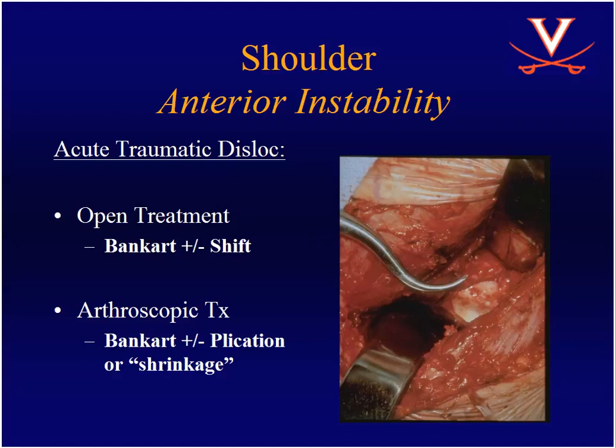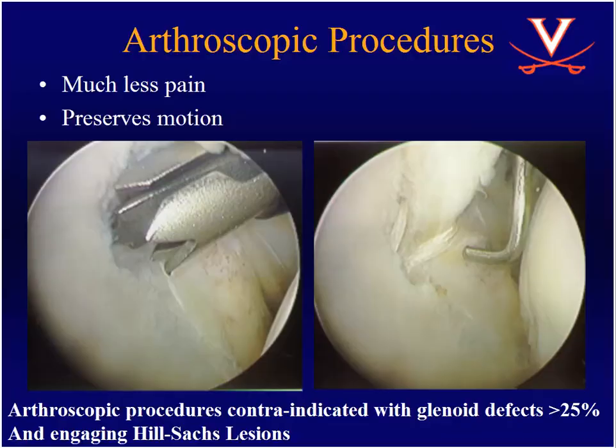Arthroscopic procedures mean less pain, preserve motion, and we can do this in most cases. However, if you have a large glenoid defect, the so-called inverted pear, where you're missing a good portion of the bone in the inferior glenoid, then you need to supplement that, and that has to be done with an open procedure and a bone graft. Also, if you have an engaging Hill-Sachs lesion, where that defect in the humeral head engages as you abduct and externally rotate the shoulder, then you need to fill that defect or restrict external rotation so they can't engage.